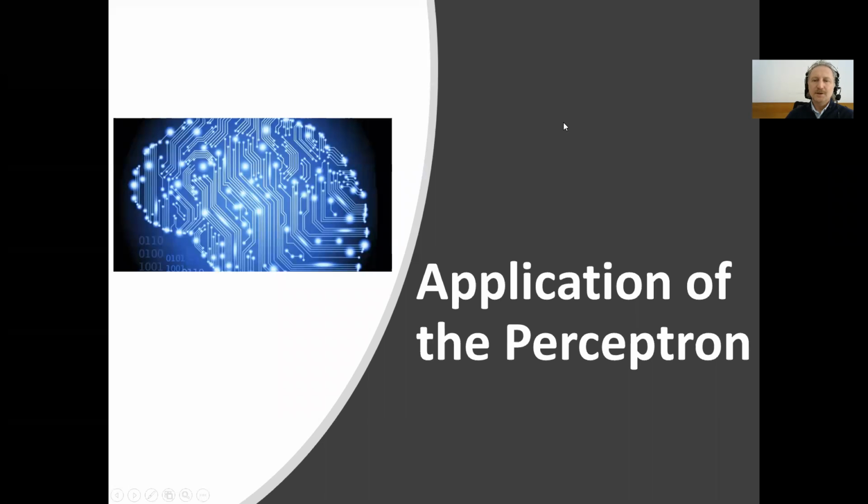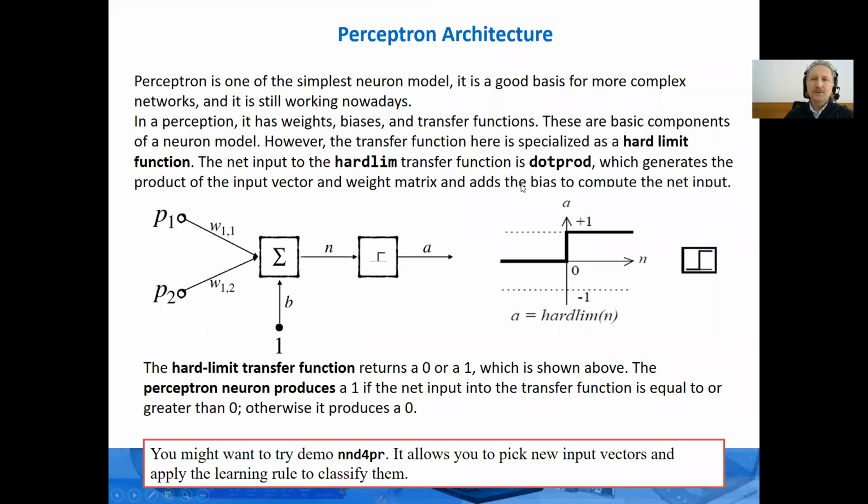Hello to everybody. Today we will learn application of the perceptron. But before starting to learn this new topic, let's revise what was the perceptron architecture. As you know, perceptron is one of the earliest and easiest artificial neural models. Actually, there are three distinct features of the perceptron.